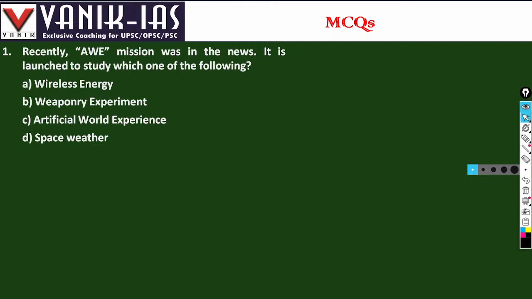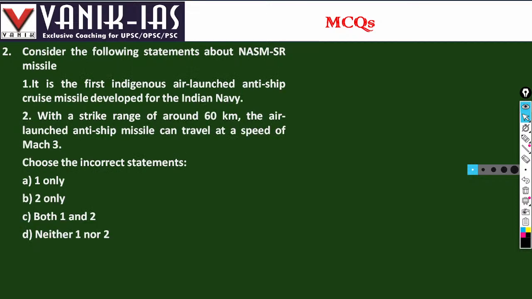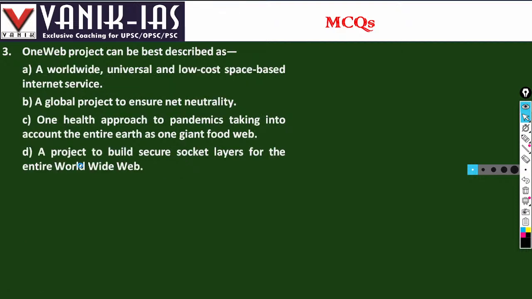Recently, the AWE mission was in the news. It aims to study space weather. Consider the following statements about the NASM missile. It is the first indigenous air-launched anti-ship cruise missile developed for the Indian Navy, right? With a strike range of 60 kilometers, the air-launched anti-ship missile can travel at a speed of Mach 3. This is wrong; the speed is Mach 0.8. Only one is correct, that means 2 is incorrect. So B is the right answer because the incorrect one is 2.